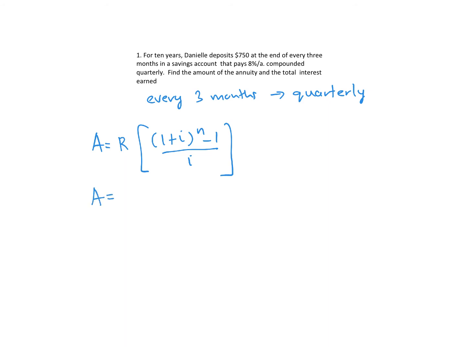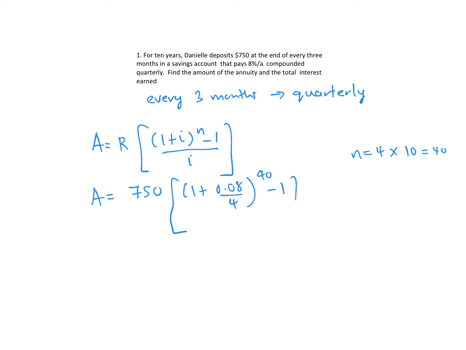Okay, so the deposit is $750. The interest rate is 8%, being compounded quarterly. And N will be quarterly, so 4 times a year, and doing this for 10 years. So N is going to be 40.